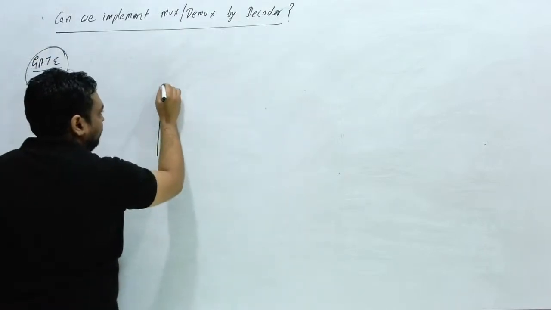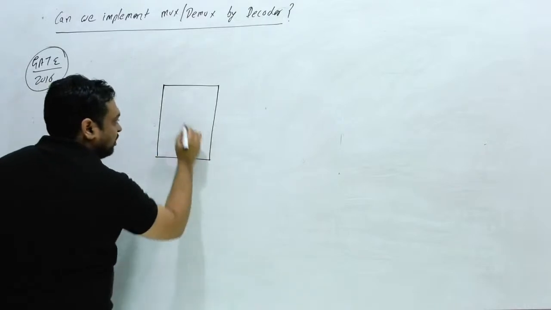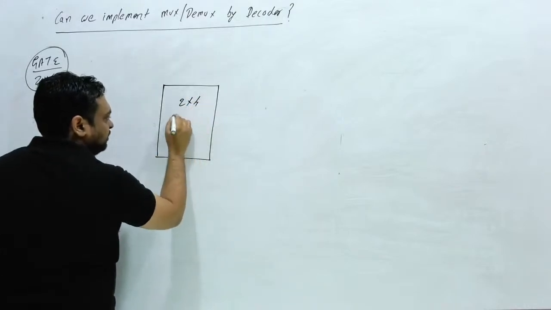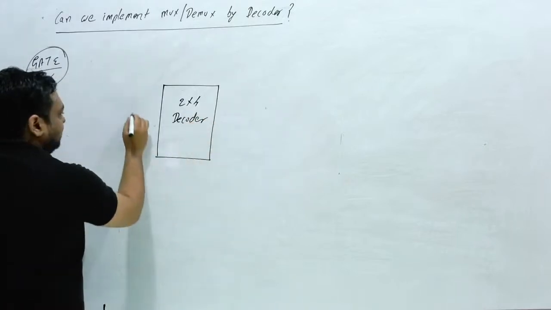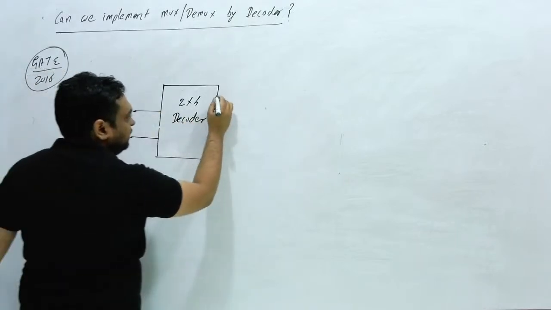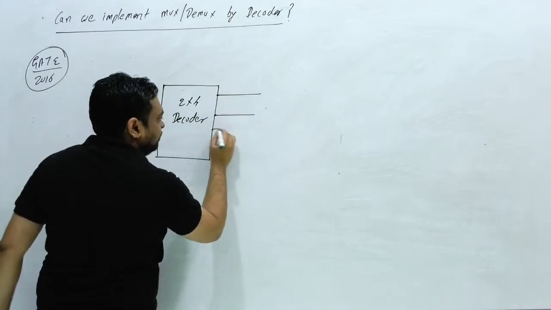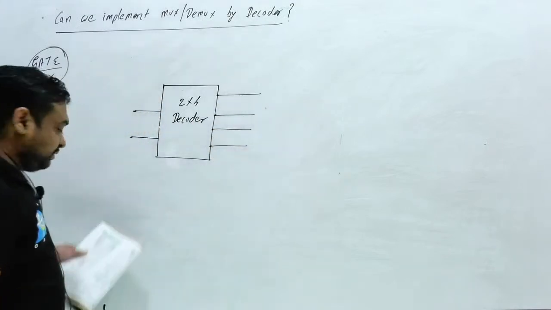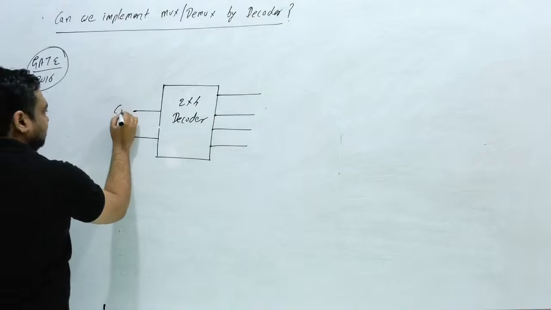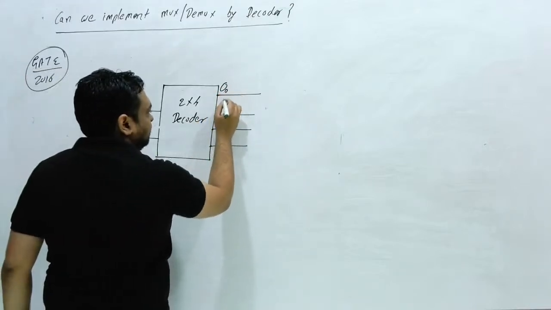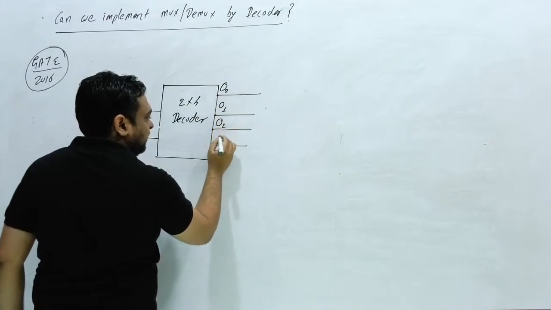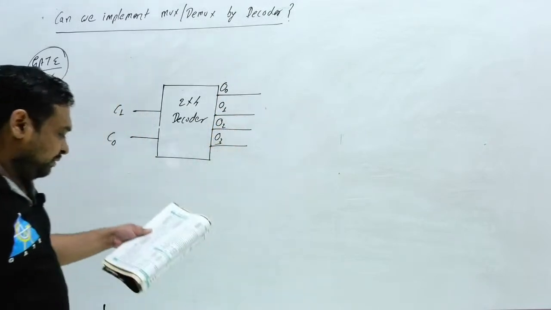Here a 2 cross 4 decoder is given. How many inputs here? 2 inputs. And how many outputs? 1, 2, 3 and 4. These 4 outputs are given. The inputs are C1 and C0. The outputs are output 0, output 1, output 2 and output 3.